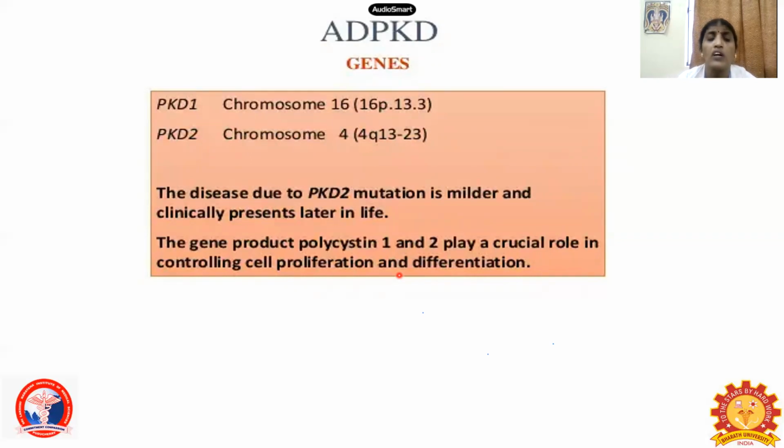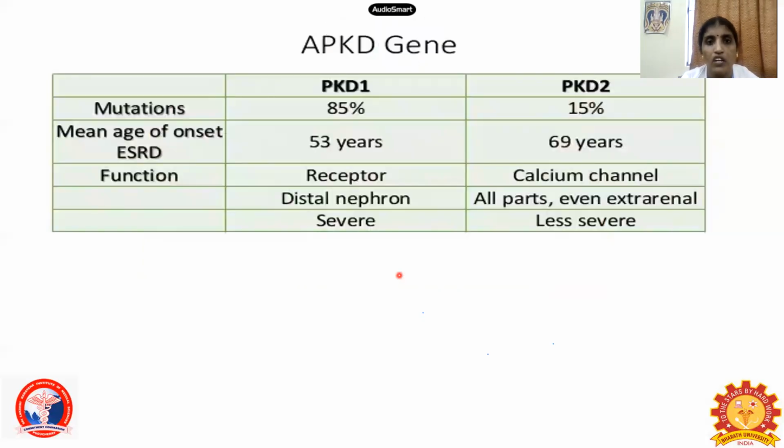So that's how a mutation in the PKD1 and 2 gene leads to deficiency of polycystin 1 and 2 protein and thereby cyst formation in the kidney, right? So remember PKD1 and 2.